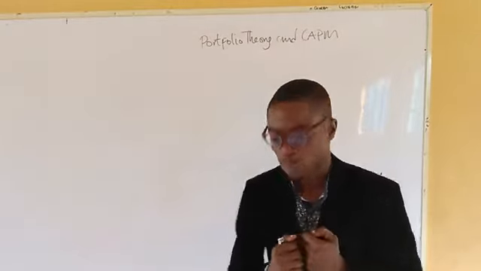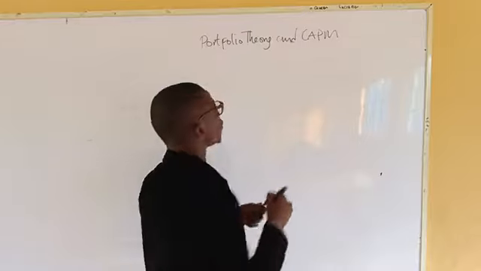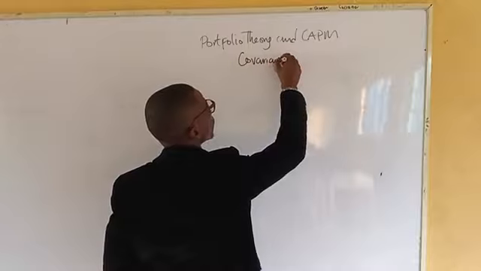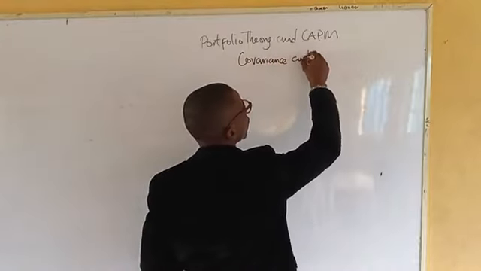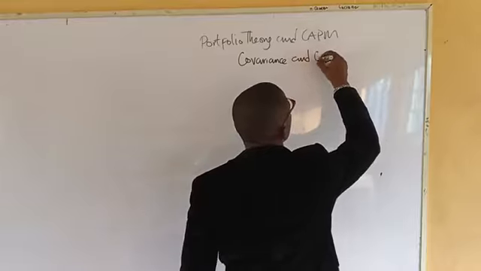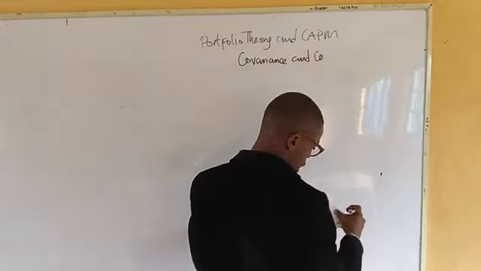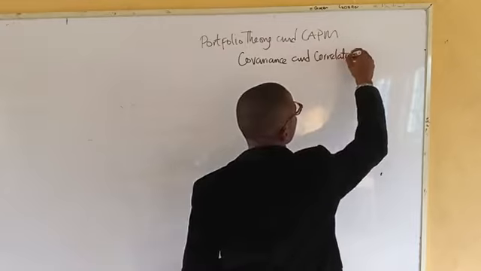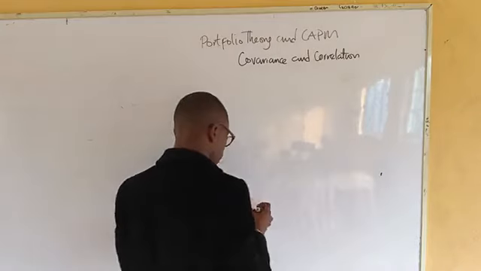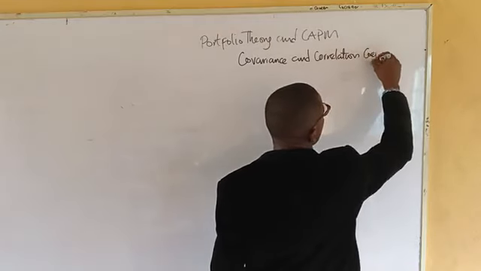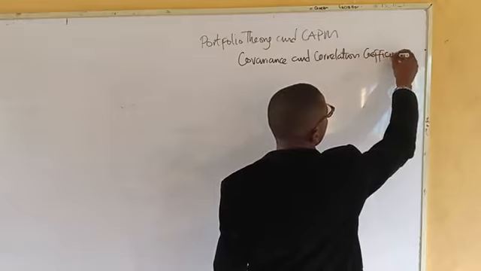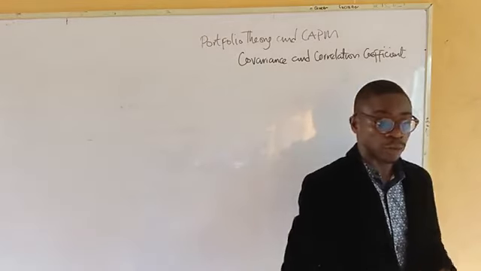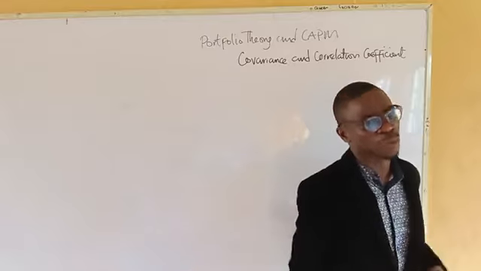Now let's go to covariance and correlation coefficient. So let's look at the formula. Now, don't let me even go to the formula first. Let me explain it so that it will not be as if you are just cramming the formula.